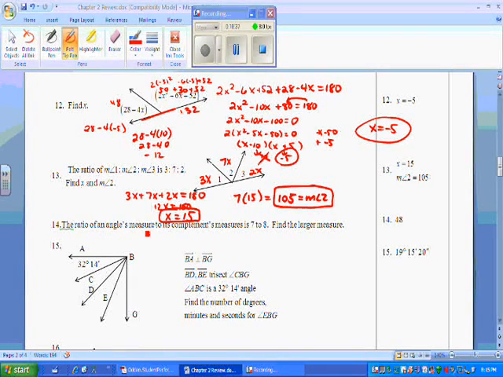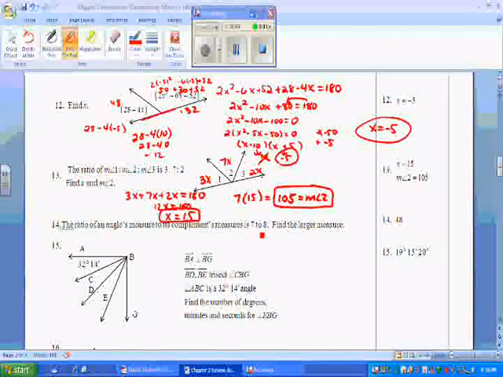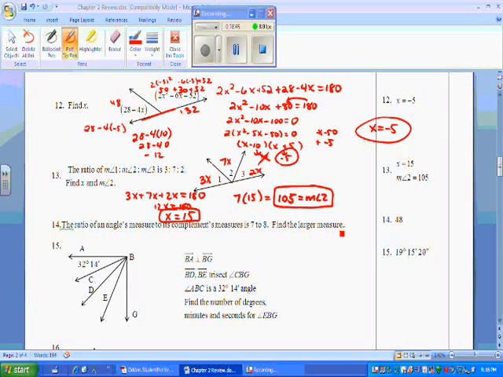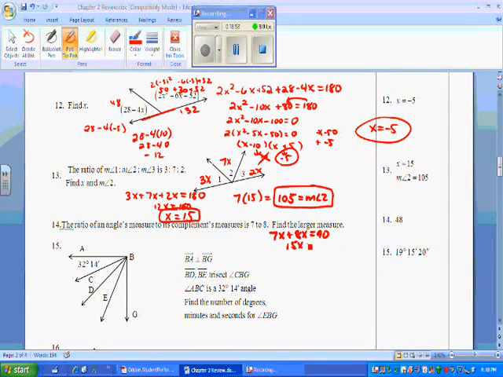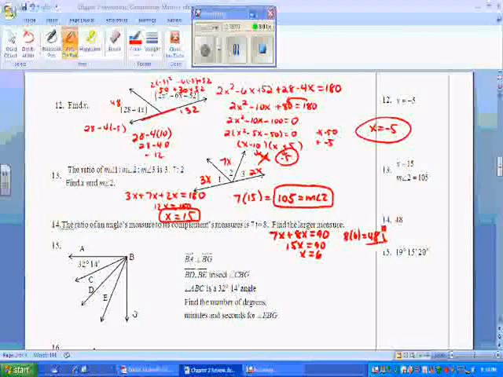Number 14, the ratio of an angle's measure to its complement's measure is 7 to 8. Find the larger measure. So 7x plus 8x equals our 90. That's 15x equals 90, so x equals 6. We want the larger angle, so that's 8x. So we get 8 times 6, which equals 48 for our answer.